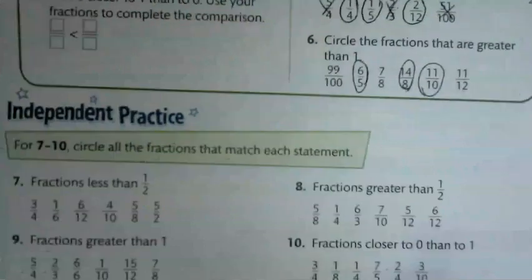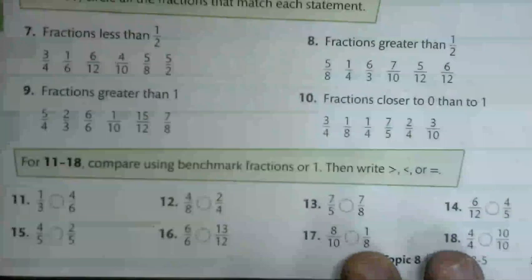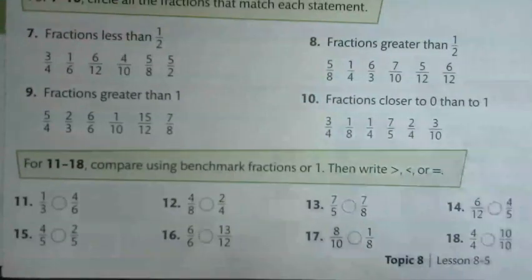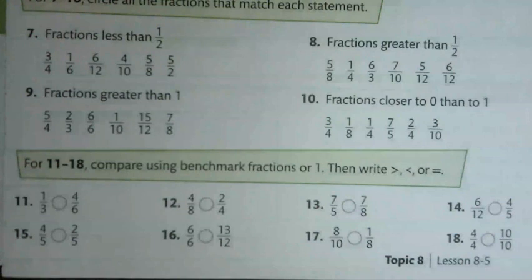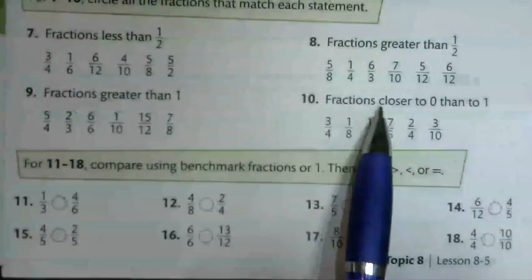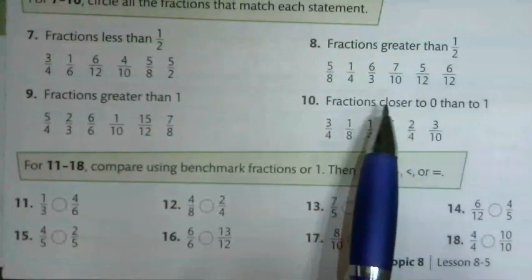All right. You can do the same thing that we just did up there for the rest of your different ones down here. Use those benchmark fractions to be able to compare these different types of fractions. Go ahead and draw them out if you need to. Grab some paper. Grab some whiteboard if you need to. But go ahead and take a look at those different ones. One last thing, I just want to point out fractions closer to 0 than to 1. That means that they're going to be smaller. They're less than 1/2.